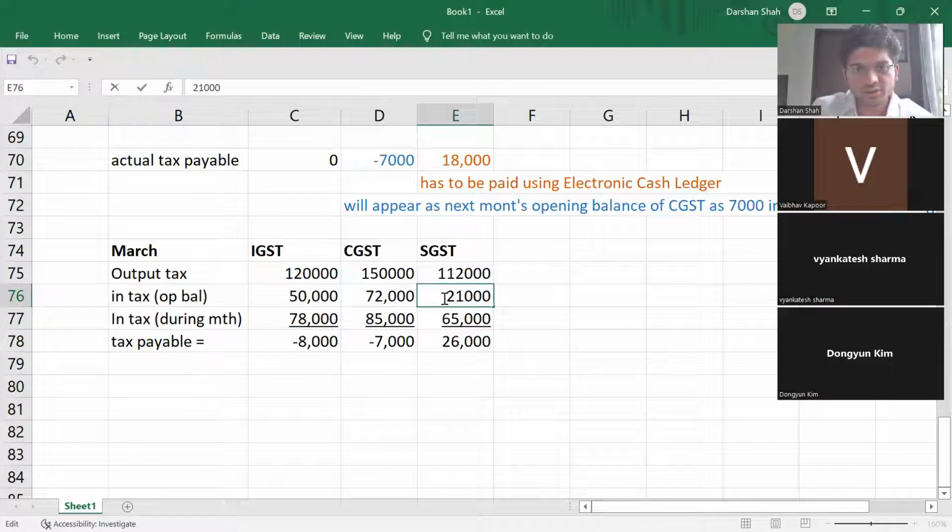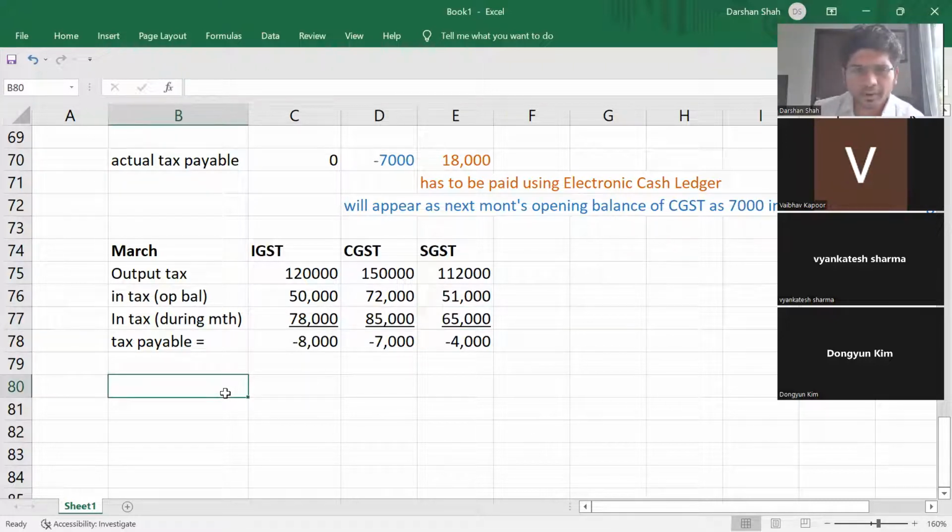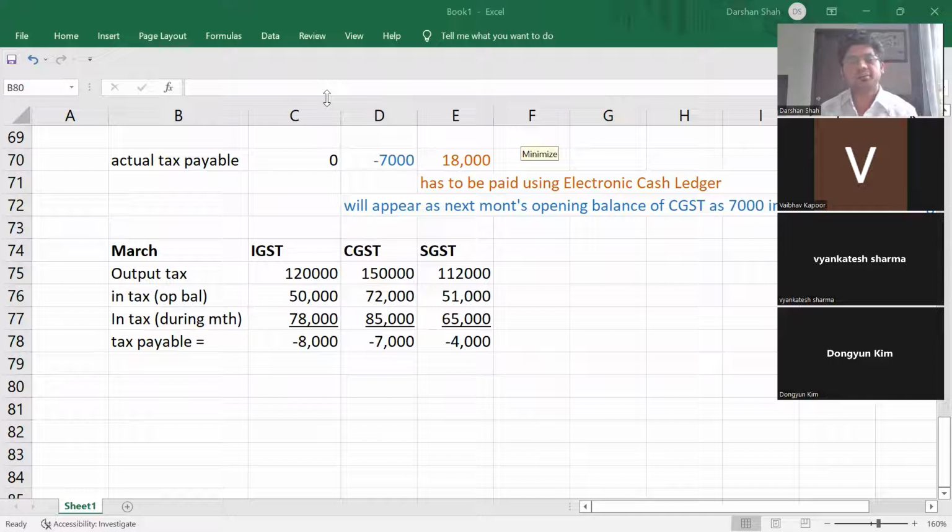Let us say this was also 51,000. Now what happens in this example? It cannot be further paid, right? 7,000 will go in the electronic credit ledger. Sakshi, it will go in the electronic credit ledger. 7,000 is negative, tax payable is negative, which means it's a refund. So it should appear as a credit balance, not a liability.